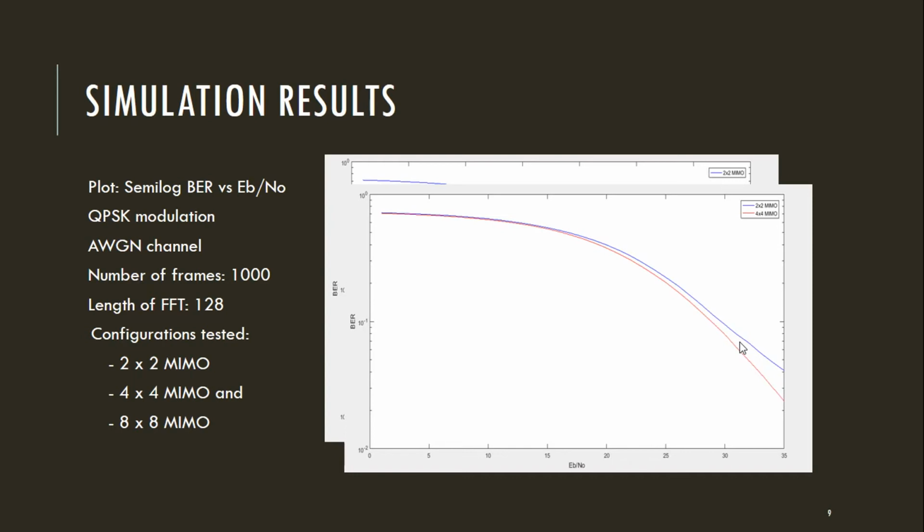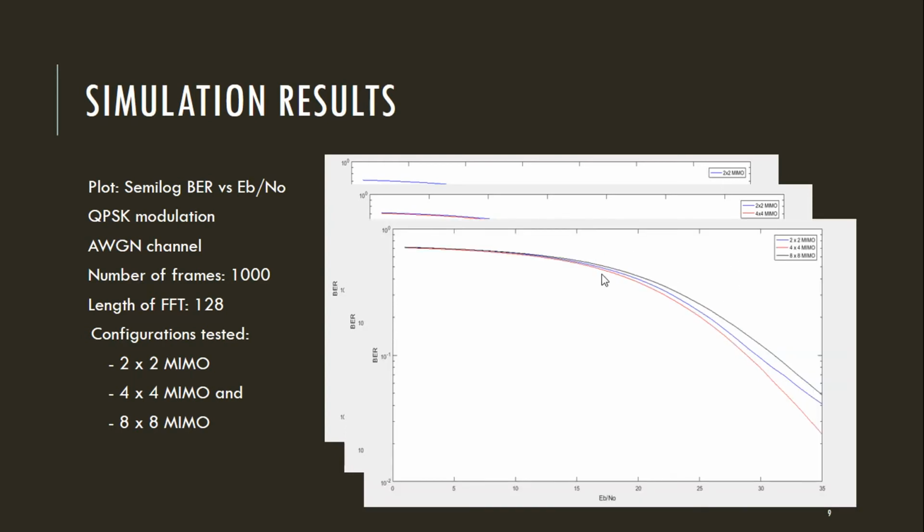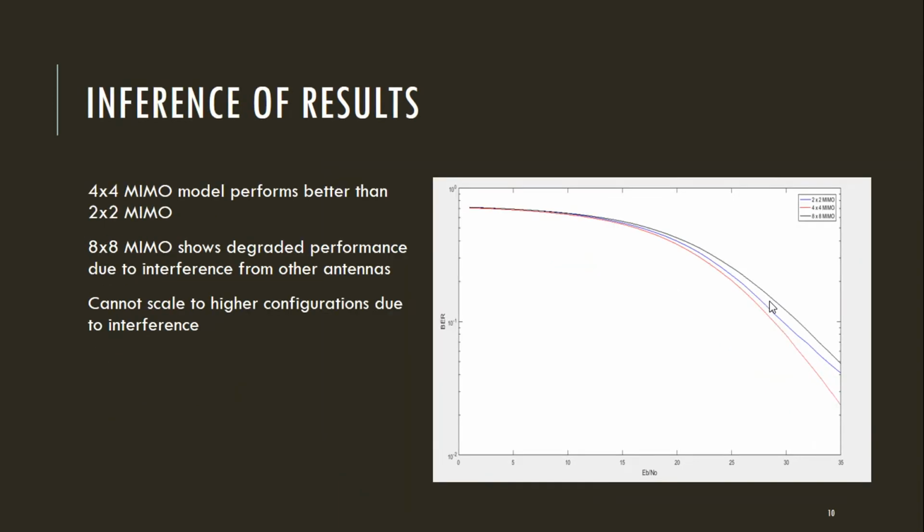And if we further increase the configuration to an 8 cross 8 MIMO, what we see here is a little counterintuitive, because the black graph that we see here is for an 8 cross 8 MIMO, and the bit error rate actually increases, meaning that the performance is actually degraded. This performance degradation happens because there is interference between different antennas on the transmission and receiver side. This is a problem, and if we were to scale this system further to 16 cross 16 and so forth, it would not be possible, because the interference just increases beyond some limit, and the interference introduces noise that is not acceptable.